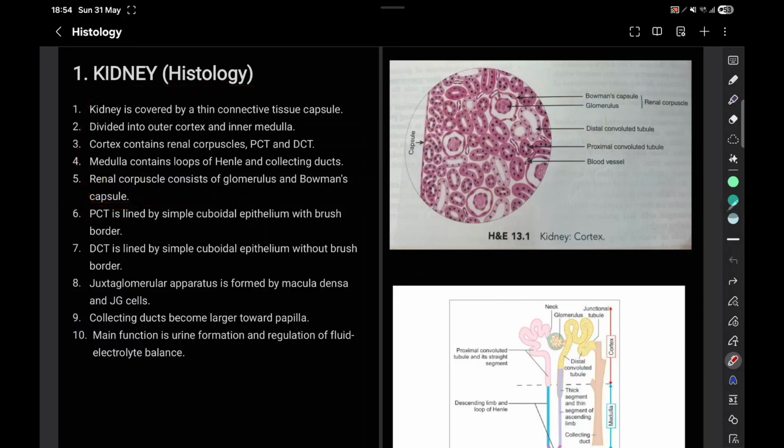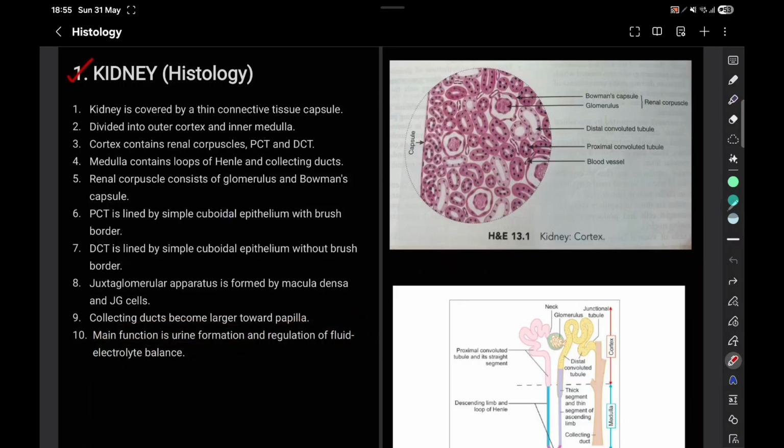Next, we have to talk about the epitheliums. PCT is lined by simple columnar, not columnar, it is cuboidal. PCT is lined by simple cuboidal epithelium with brush border. DCT is lined by simple cuboidal epithelium without brush border. And then we have to talk about the JG apparatus, that is JG apparatus is formed by macula densa cells and JG cells, and the collecting ducts become larger towards the papilla. The main function of kidney is urine formation and regulation of fluid electrolyte balance.